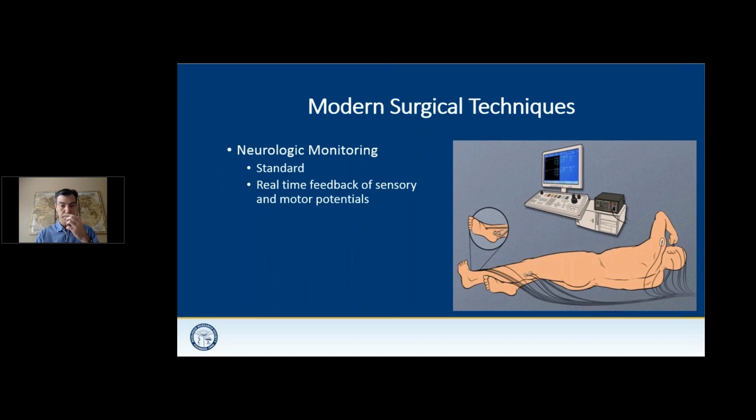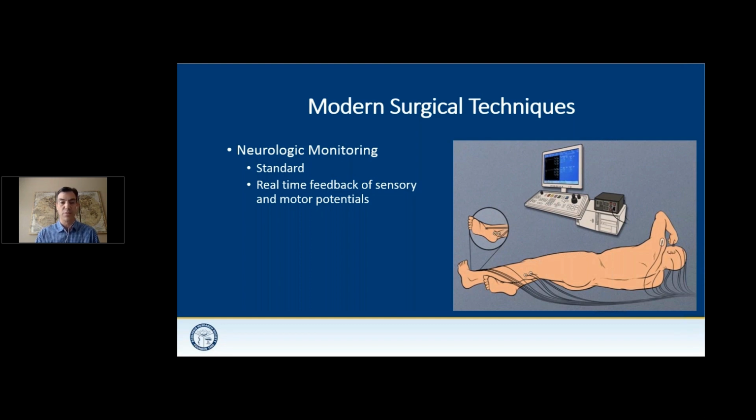Again, here's sort of a cartoon example of what it might look like, but the patients, once they're asleep, are hooked up to basically a computer through these wires that are connecting the patient's head and their extremities, and they give real-time feedback to the motor pathways, which allow the brain to tell the muscles to move, and also the sensory pathways. So we get real-time feedback as to whether or not the spinal cord is happy throughout our surgery or not, and it allows us to make changes before there are problems.